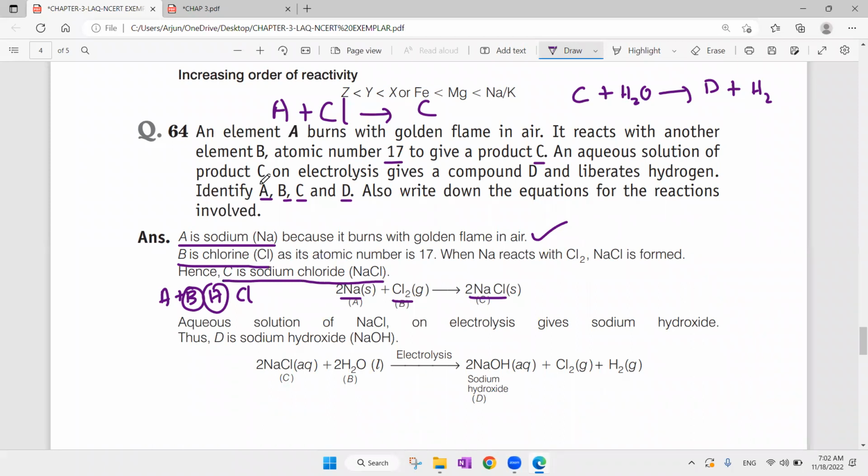An aqueous solution of product C. This C we got is NaCl. So NaCl and water, that is nothing but brine solution. Where did you learn this brine solution? In acids, bases and salts. That is the interrelation. It gives electrolysis. It gives product D. Done. We got NaOH as well as hydrogen gas. Of course, chlorine gas is also produced. So like that you have to write the answer.